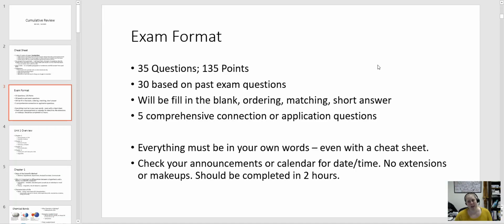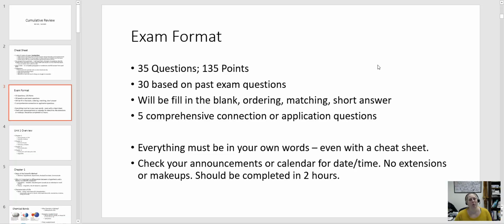Check your announcements or calendar for date and time, and check with your instructor on when your final exam is. There will be no extensions or makeup exams, and you cannot take it early either. The exam week is December 15th through the 18th, so it will be on one of those days. It should be completed in about 2 hours.